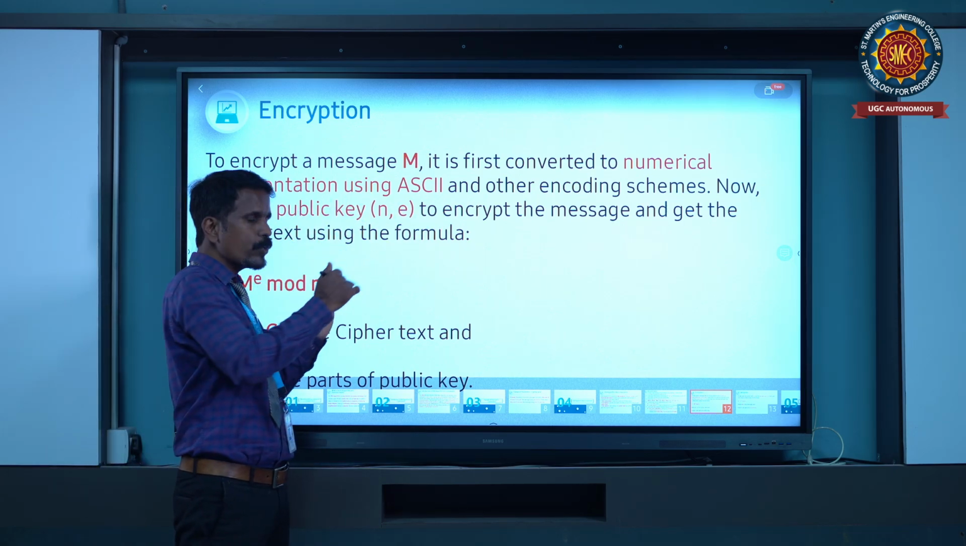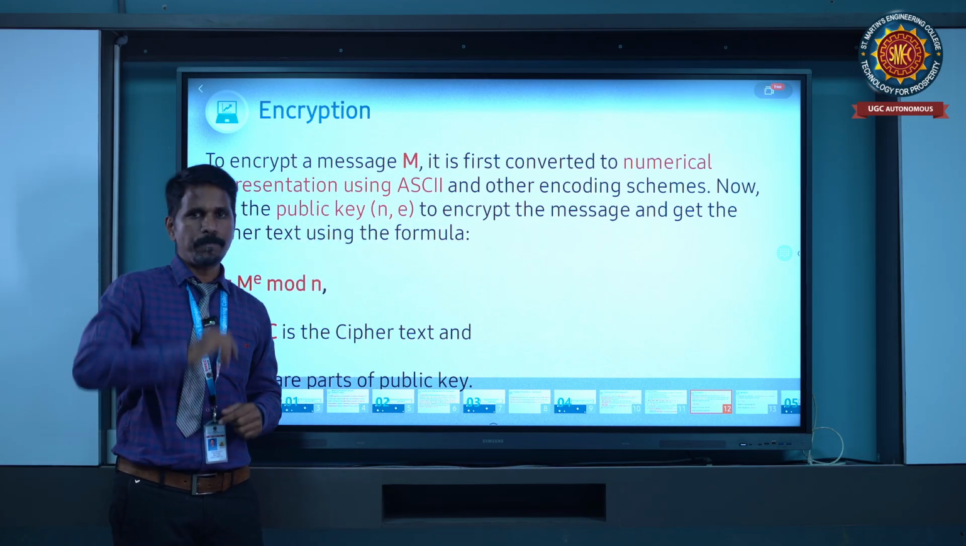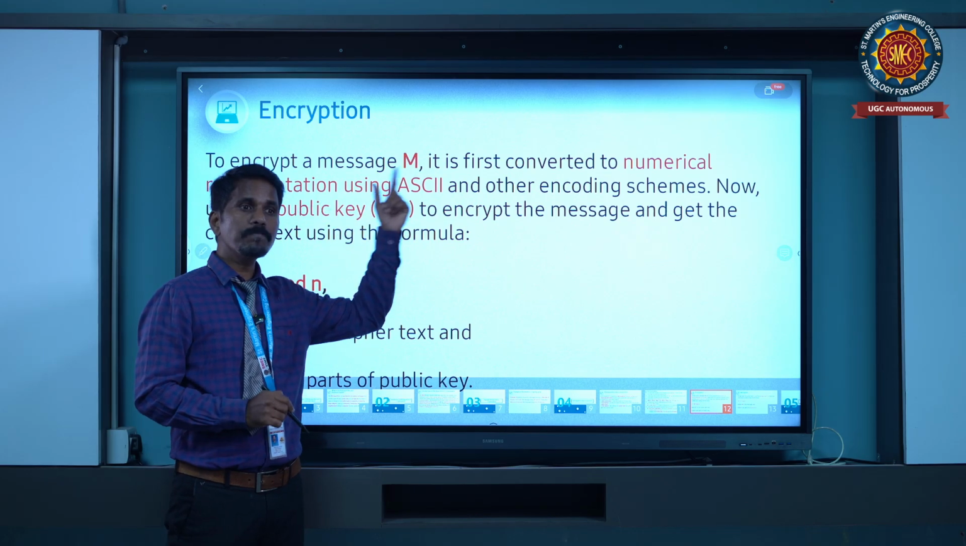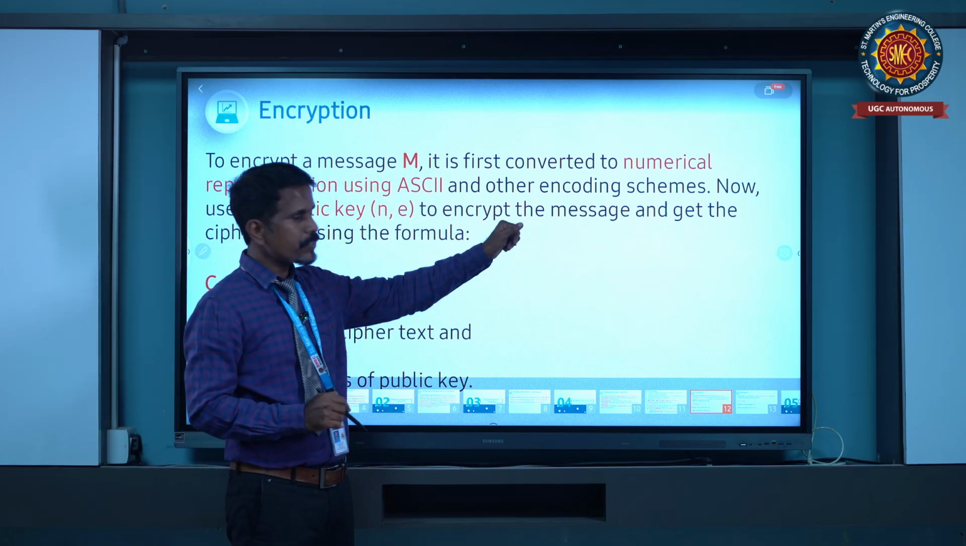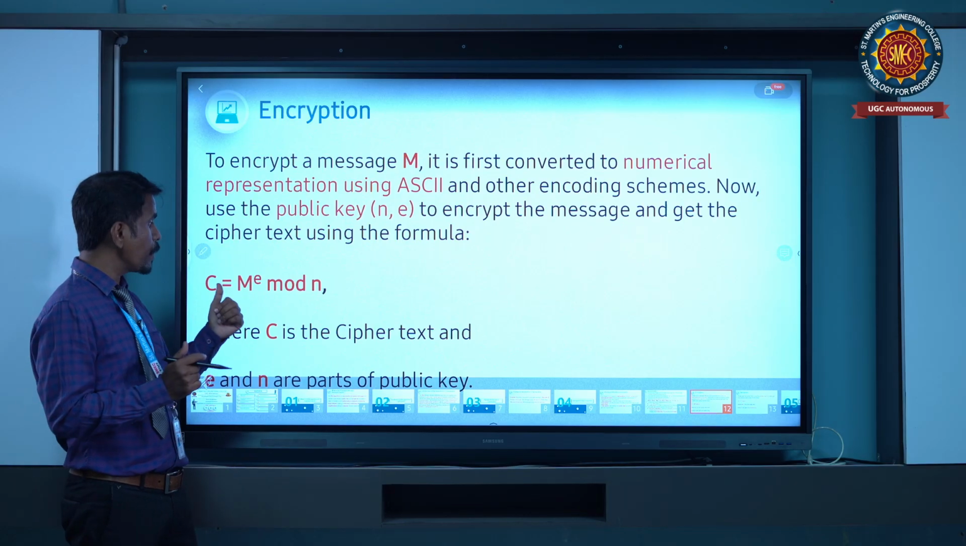So how do you represent the public key? N comma E. N is the product of the prime numbers. E is the public key exponent. To encrypt the message and get the ciphertext, which formula do we have to use?